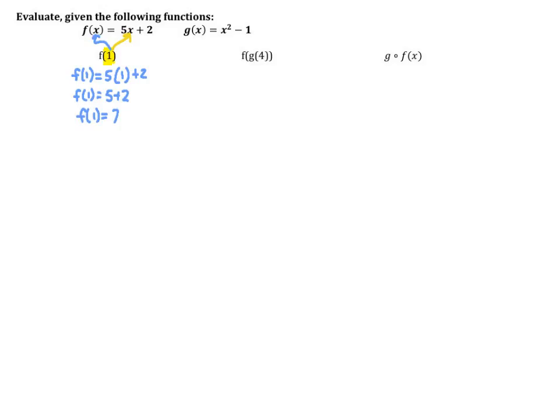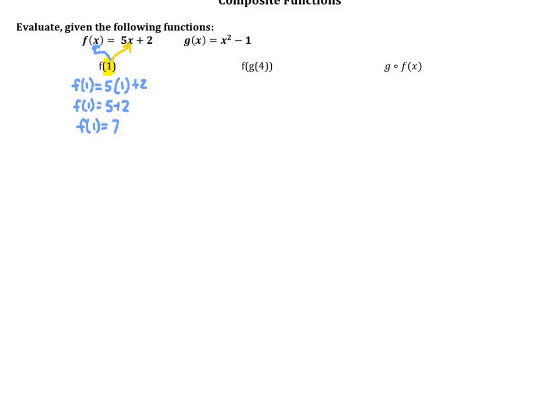Now for this next one, it says f of g of 4. So I'm going to start with the inside of my expression, and I'm going to do g of 4. So I'm going to take that 4 and plug it in wherever you see an x into the g function. So I have g of 4 equals 4 squared minus 1. So g of 4 equals 16 minus 1. So g of 4 is going to be 15.